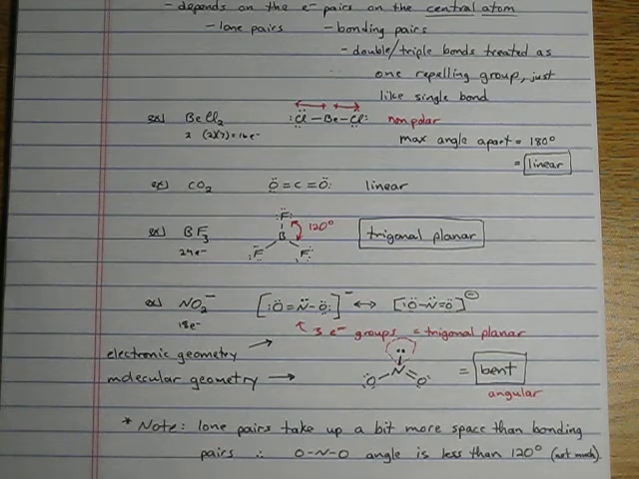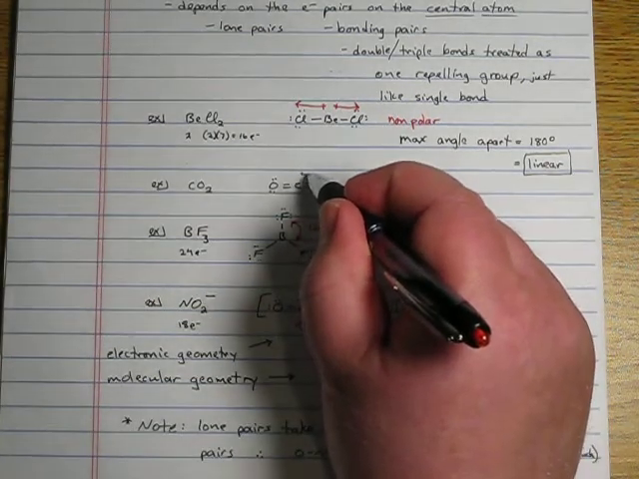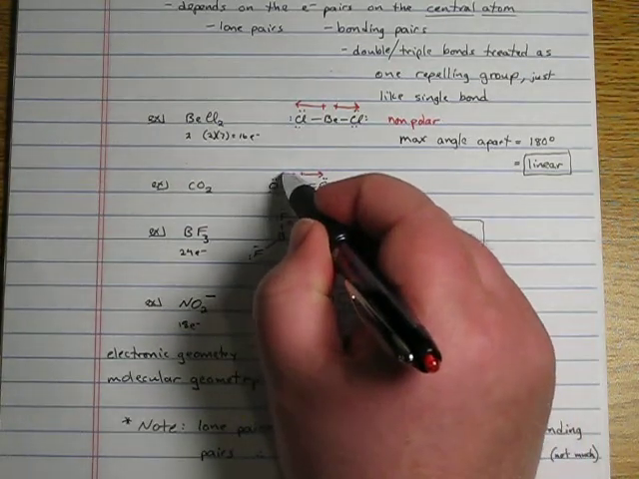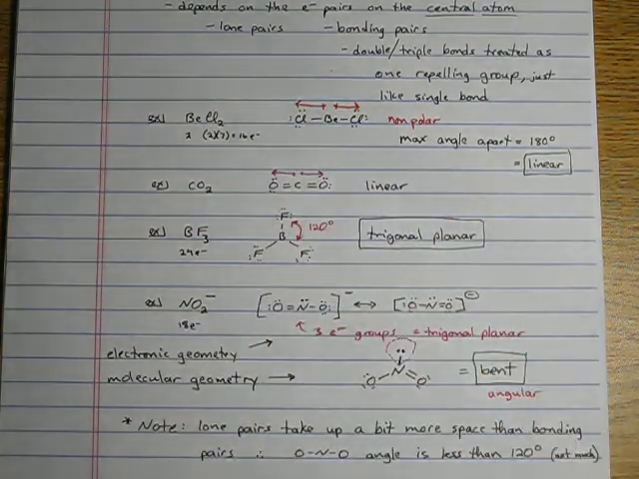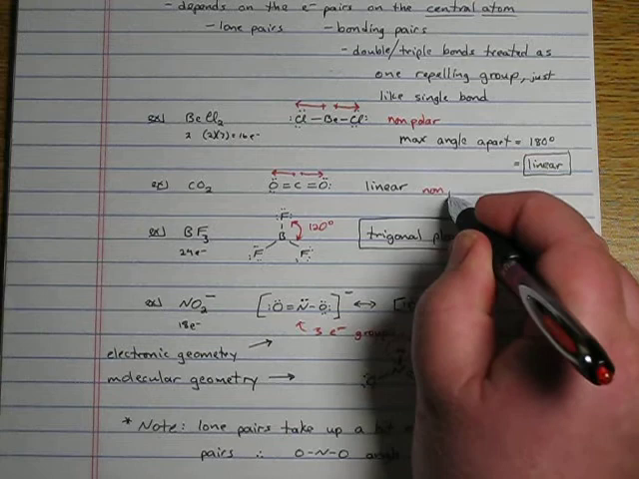What about CO2? Well, oxygen's more electronegative than carbon, so this bond is polar in that direction, but this bond is polar in that direction. Note, those two arrows cancel each other out. CO2 is also non-polar.